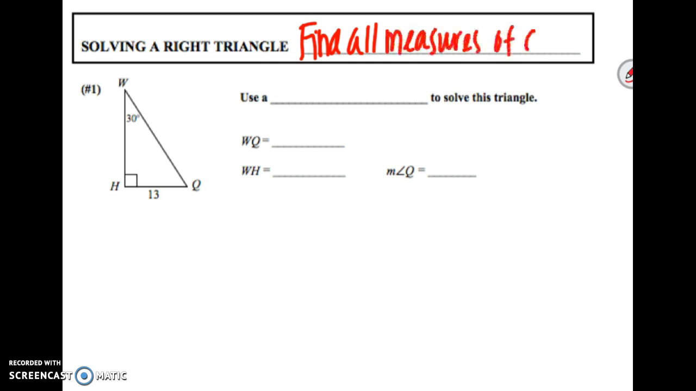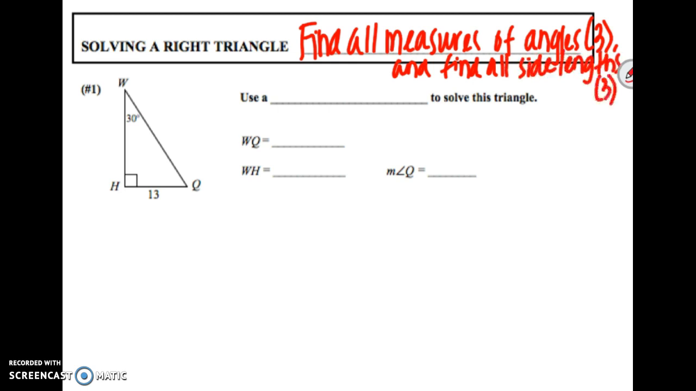When solving a right triangle, we want to make sure we find all measures of the angles, which there's 3 angles, and we want to find all side lengths. Which again, there's also 3. So there are 6 things that we want to find when dealing with triangles.